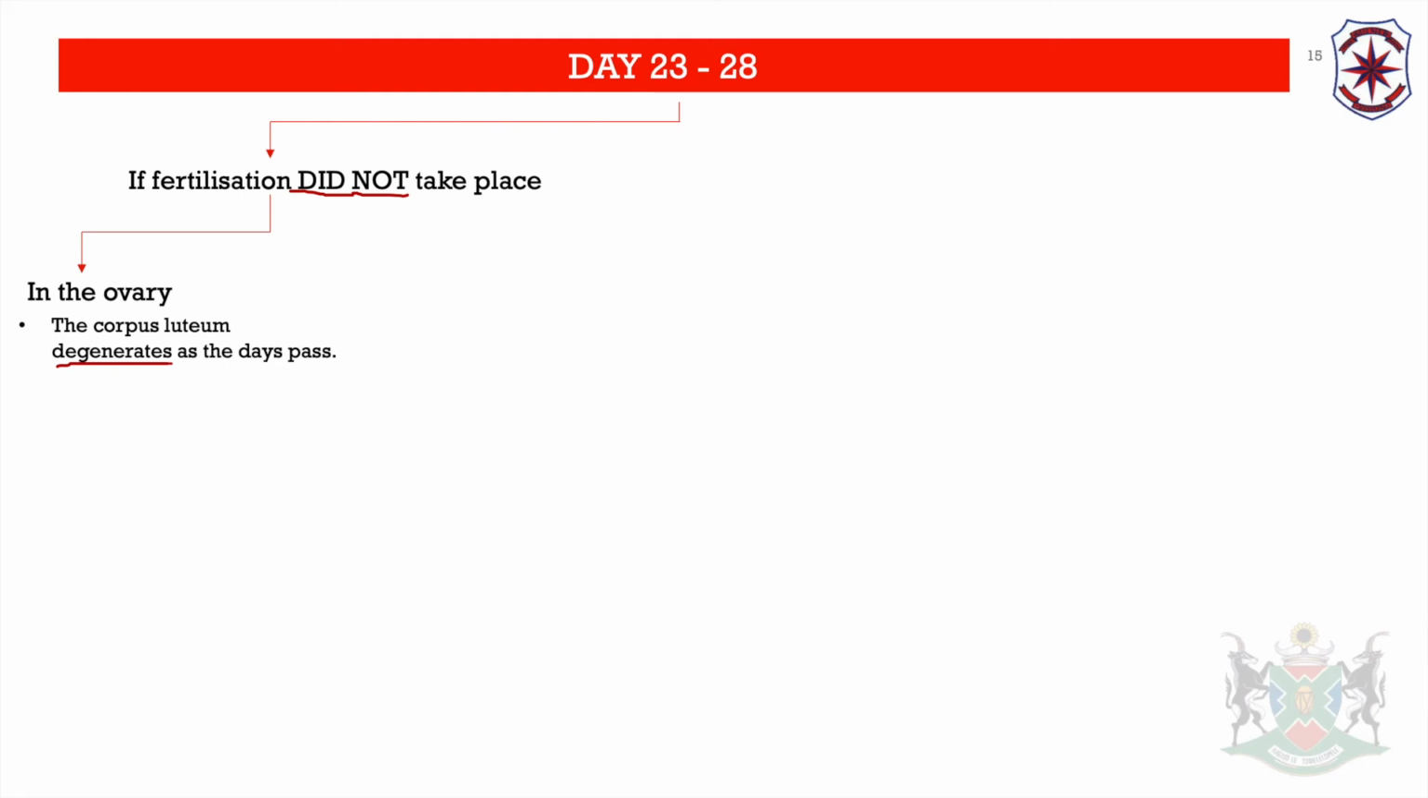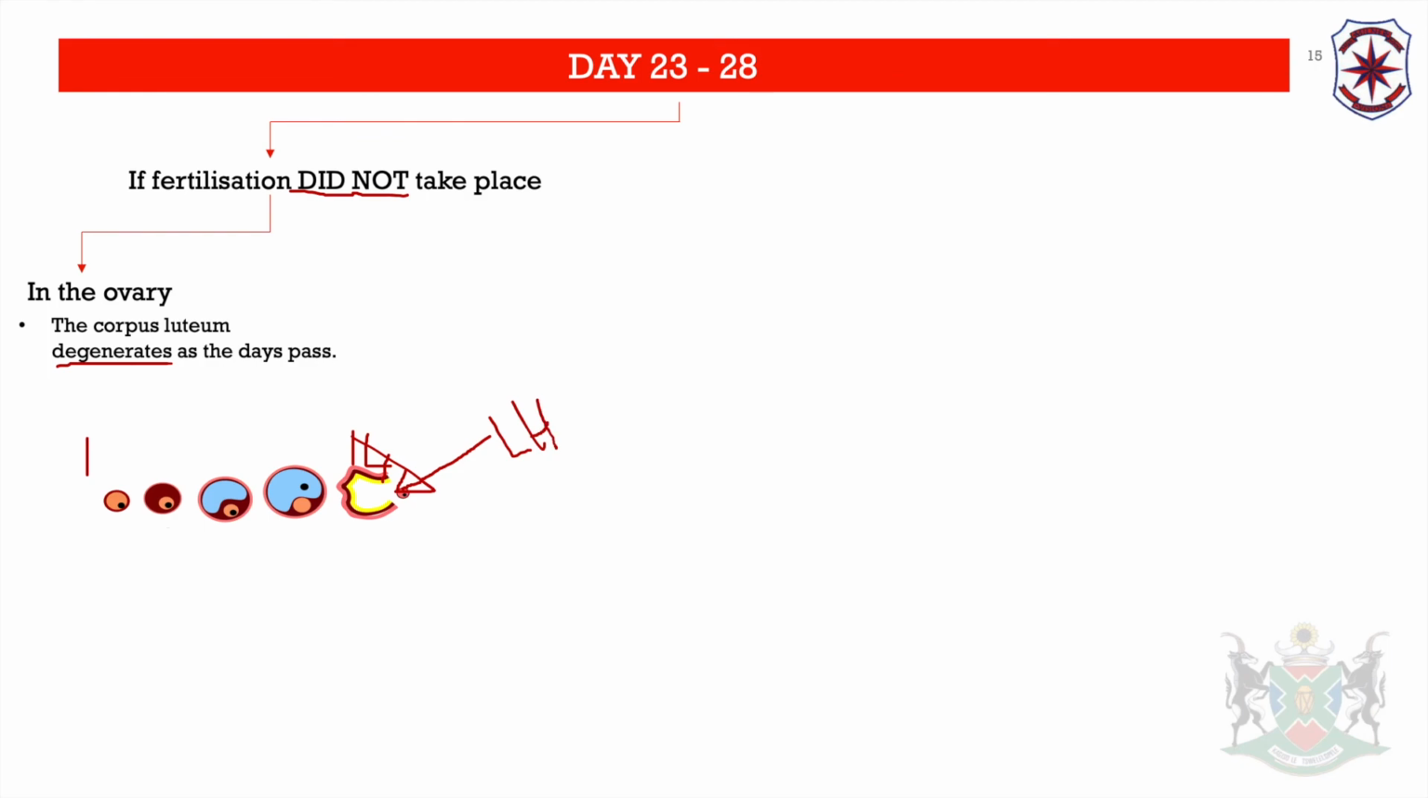So if there is no fertilization, then the corpus luteum will start to degenerate. So here is day 1, as you can see, and there is day 14, where ovulation takes place. Remember, LH is the one that stimulates ovulation.